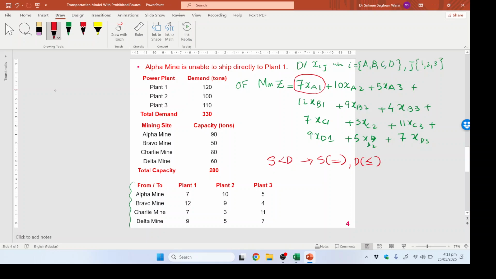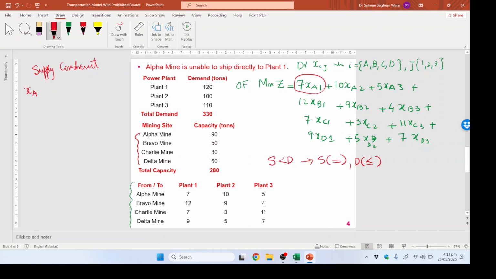So let's first formulate the supply constraints. The supply is from the Alpha, Bravo, Charlie and Delta mines. So we will use this table which is showing the supply here. We will write the quantity shipped from Alpha to 1 plus from Alpha to 2 plus from Alpha to 3, and this must be equal to 90.